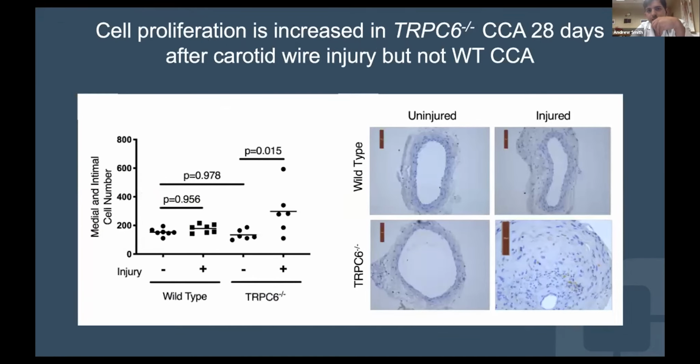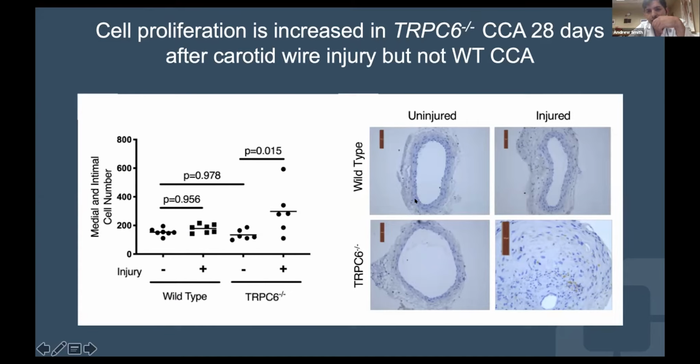We further assessed if cell proliferation was different between TRP6 knockout, injured TRP6 knockout common carotid arteries and wild type carotid arteries. Here, H&E stained common carotid arteries of wild type and TRP6 knockout mice after injury were subjected to cell counting. We just counted the number of medial and intimal nuclei. And what we found was that there was no significant difference in the number of cells in wild type common carotid arteries, but that following injury in TRP6 knockout common carotid arteries, there was a significant increase in cell number.